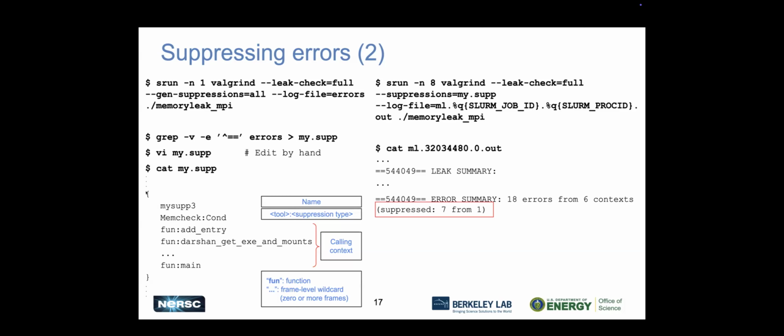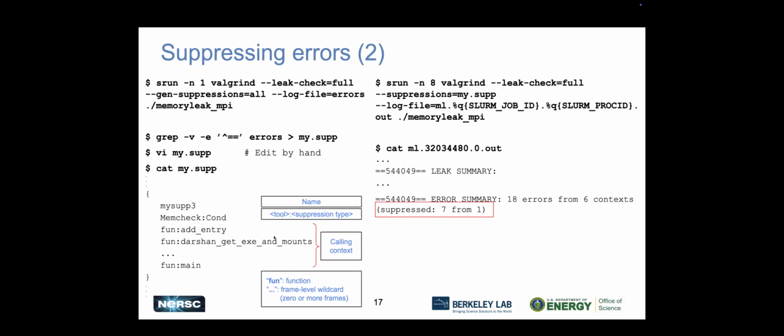One suppression is basically contained in a pair of curly brackets here. The first line is the name of the suppression. The second specifies what the suppression is for. This is for the memcheck tool. And Cond means that it is trying to use an undefined value in a conditional statement. So this is a predefined keyword, basically Cond.